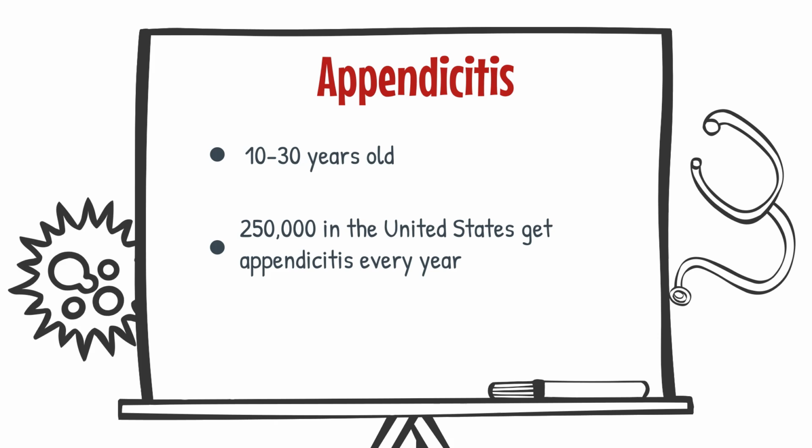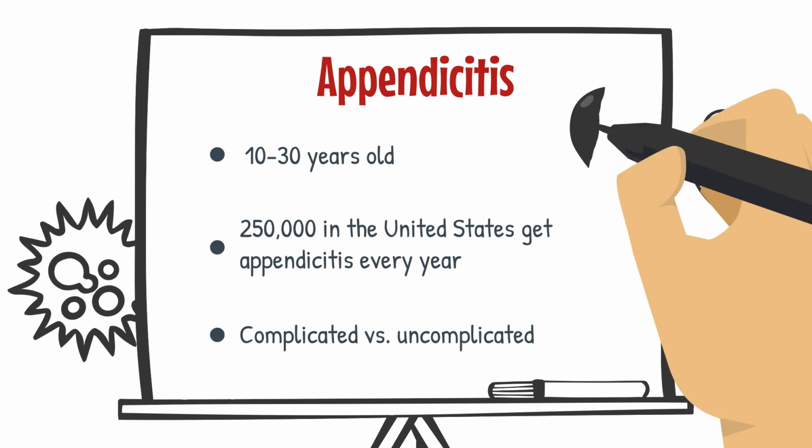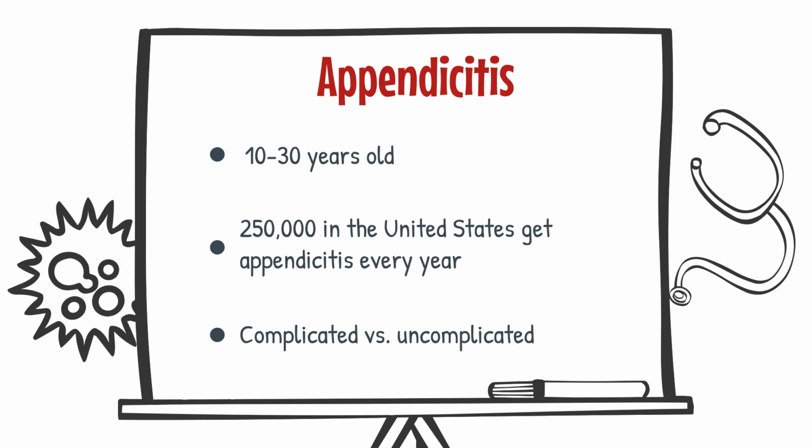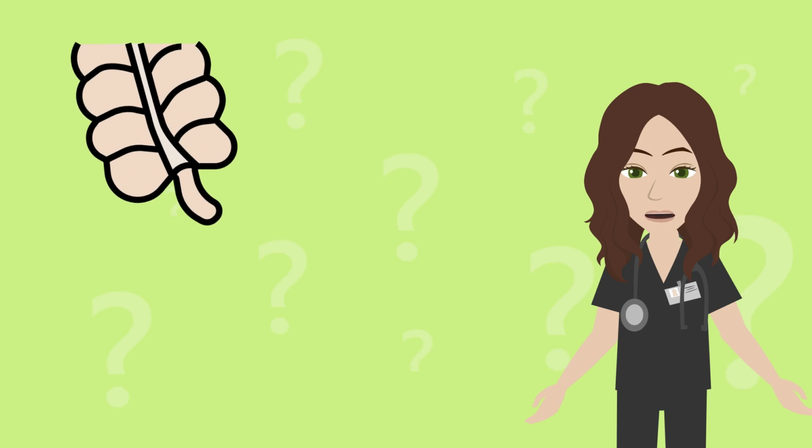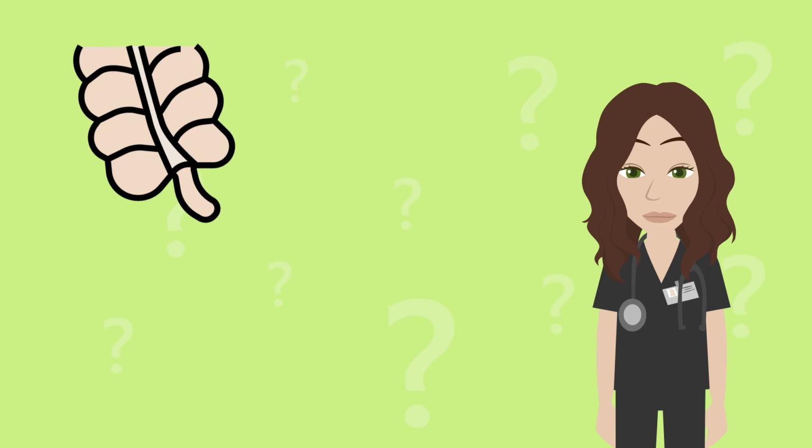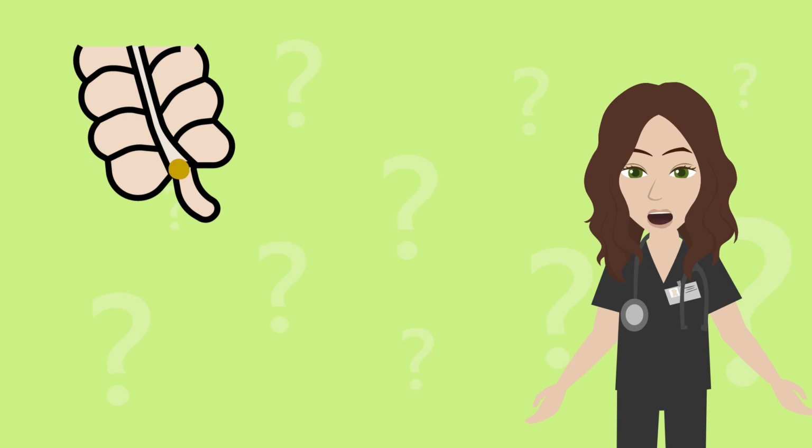Appendicitis can be categorized in two ways: complicated and uncomplicated appendicitis. Complicated appendicitis involves the rupture of the appendix, whereas uncomplicated appendicitis does not involve its rupture. There isn't one particular known cause that results in the development of appendicitis. However, since the appendix is attached to the colon, it is thought to be due to blockage within the appendix, which then results in the blood supply being cut off.